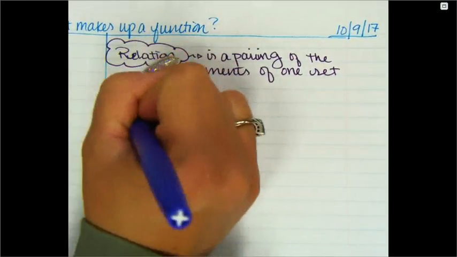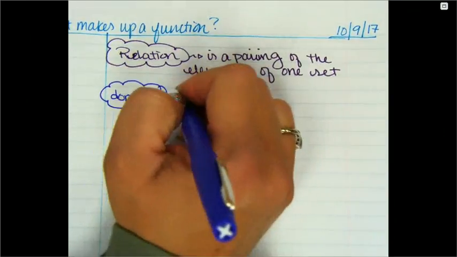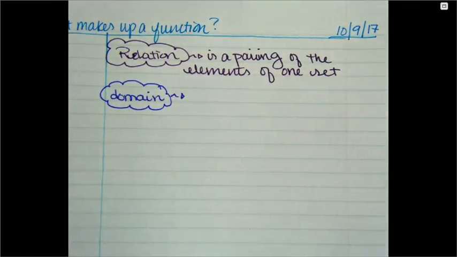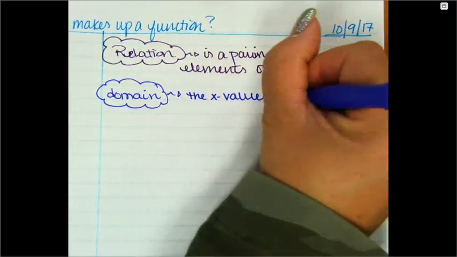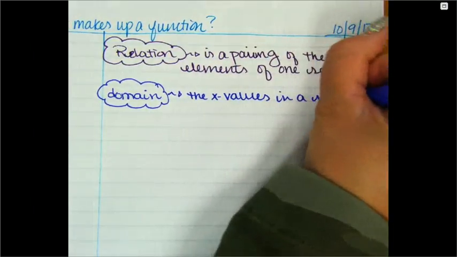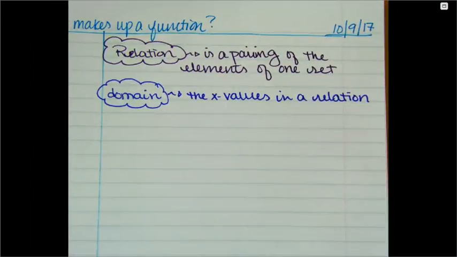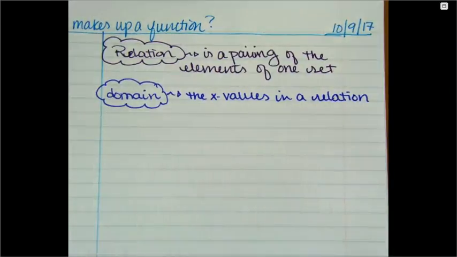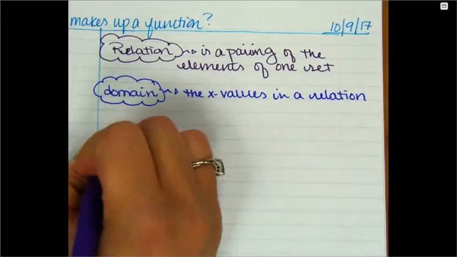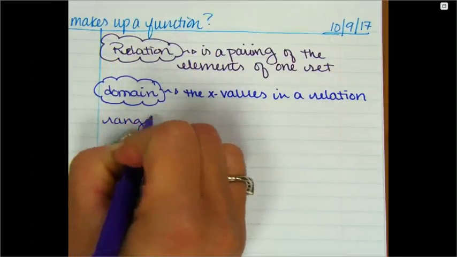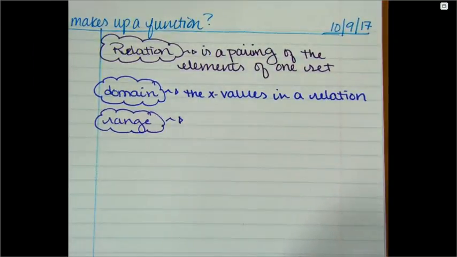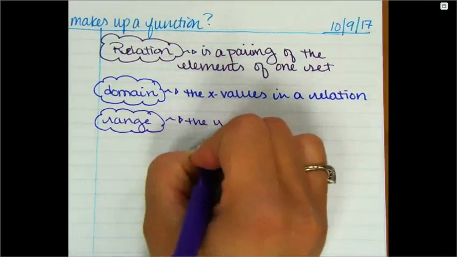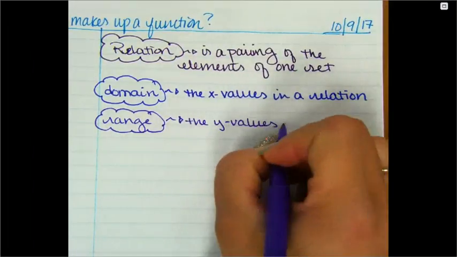Next word, domain. Domain are the x values in a relation. The x values in a relation. Next one is range, or the y values in a relation.